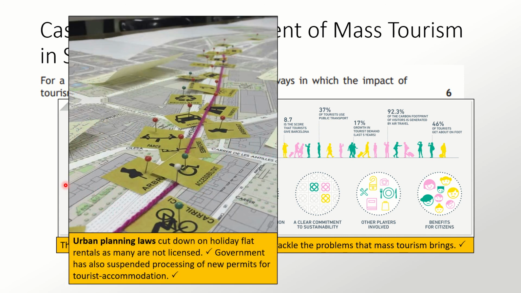Well, the first thing they've done is urban planning laws. These laws cut down on the amount of flats that are rented to tourists. You need to have a permit to rent tourist accommodation, and the government has suspended processing these. They've actually said, no more, we're taking a break, we're not increasing the amount of tourist accommodation. And that helps to limit the numbers of people.